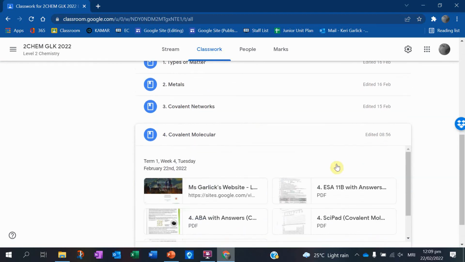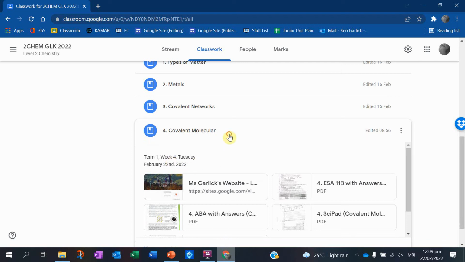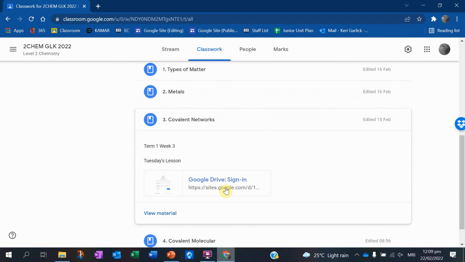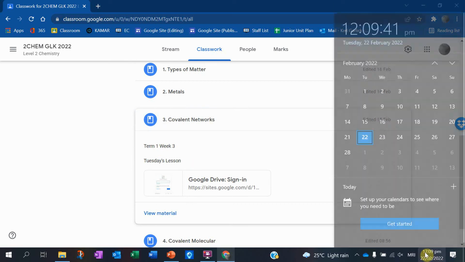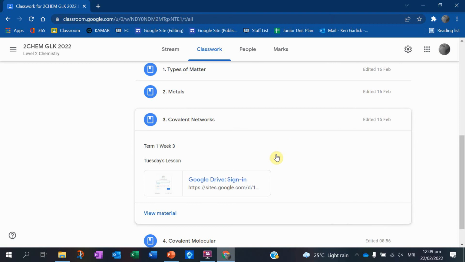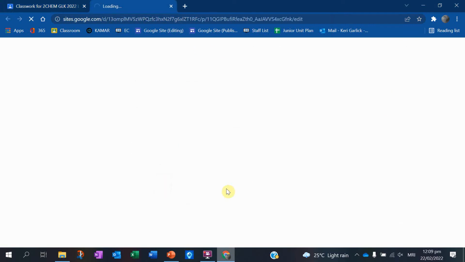Whenever I post the lesson, I note down what week you did or should be doing that lesson in, what day you did that lesson in, and also the date. So if you weren't here in our previous lesson last week, this is the only one you have to worry about. It is term 1, week 3. That was Tuesday's lesson, and Tuesday last week, I believe, was the 15th. Cool. And then you should be able to click on the link to get to the lesson notes.